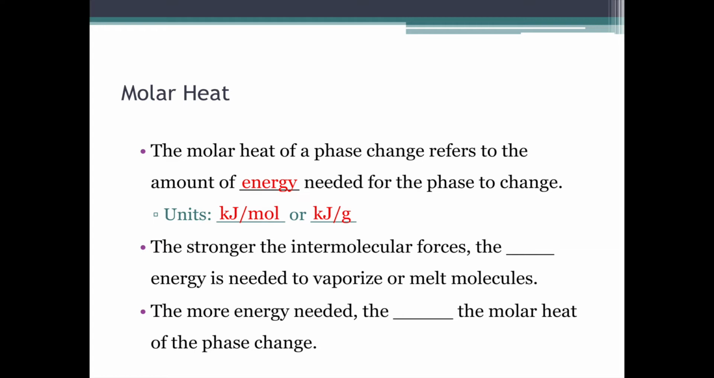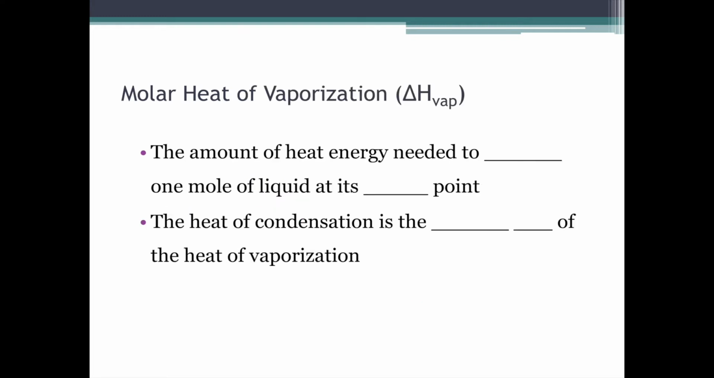Thinking about molar heat, the stronger the intermolecular forces holding a substance together, the more energy is needed to vaporize or melt the molecules, because to vaporize or melt, we need to break those intermolecular forces. Remember, not bonds, but the forces holding the substances close to each other. Now, the more energy needed, the higher the molar heat of the phase change. So the stronger your intermolecular forces, the higher your molar heat is going to be. And molar heat is different for every substance.